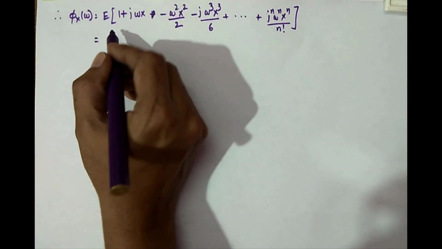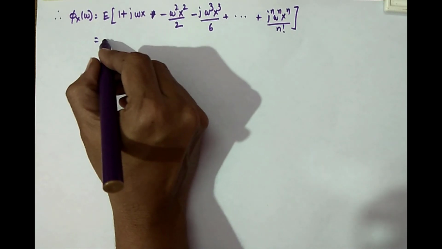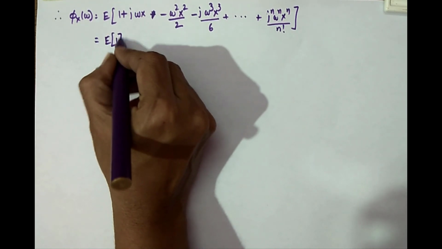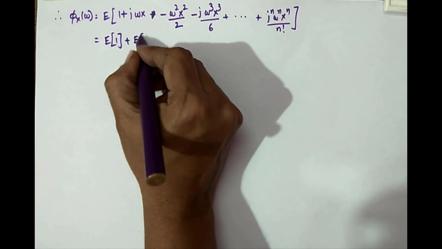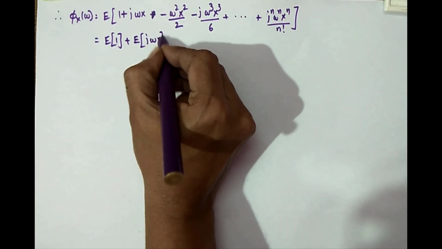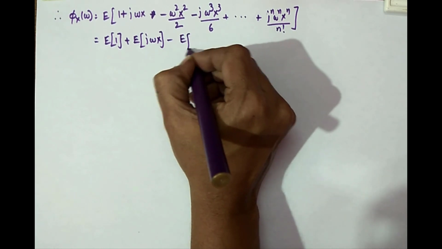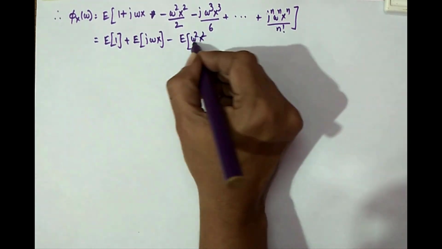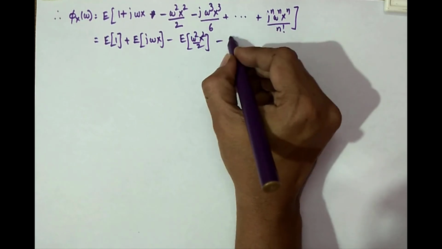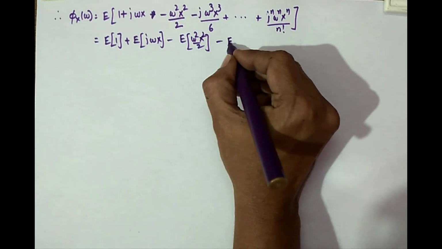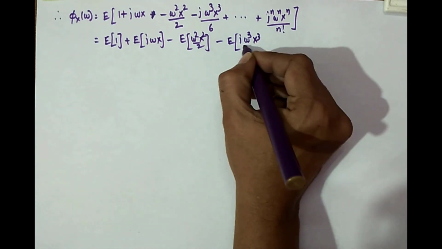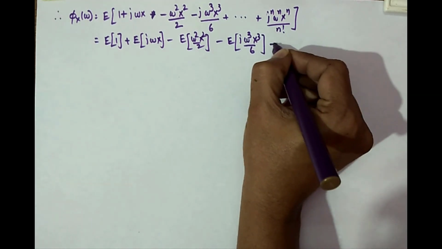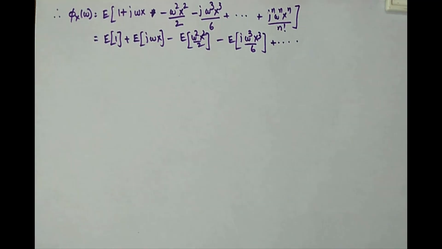So now I am applying expectation for each and every term. E of 1, E of j omega x minus E of omega square x square by 2 minus E of j omega cube x cube by 6 and so on. You can leave that last term, no problem.